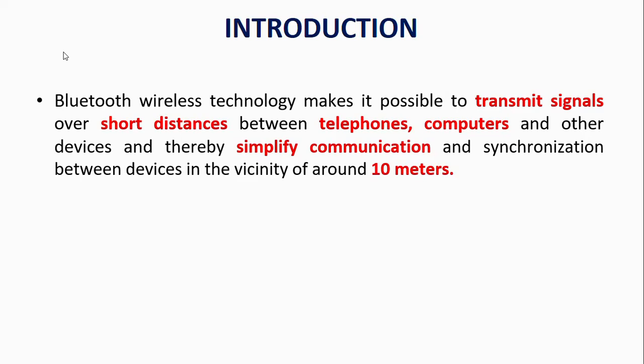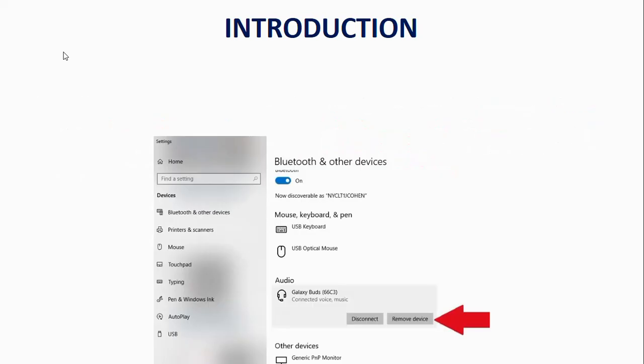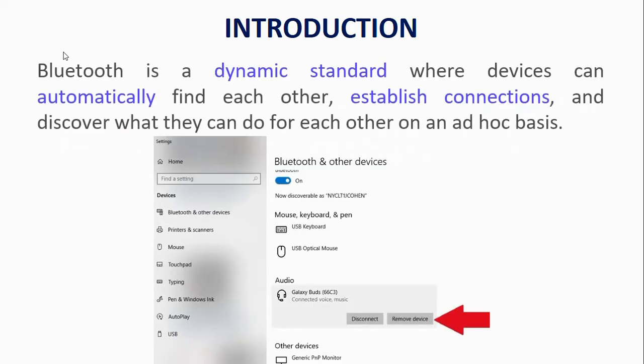The Bluetooth wireless technology makes it possible to transmit signals over short ranges between telephones, computers, laptops, and other devices, and thereby simplifies communication and synchronization between devices in the vicinity of around 10 meters. The image shown on the screen is the practical version when you connect Bluetooth with your laptop. So it is a dynamic standard where the devices automatically find each other, establish connections, and discover what they can do for each other on an ad hoc basis.